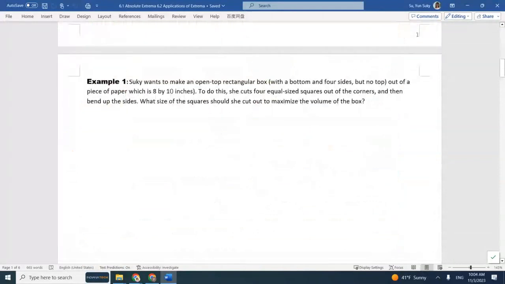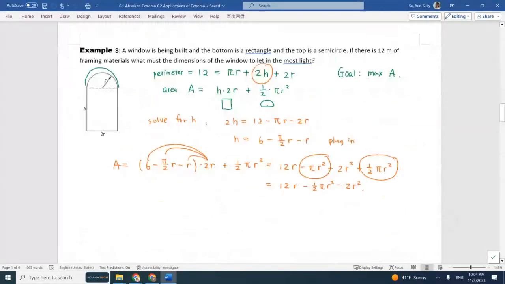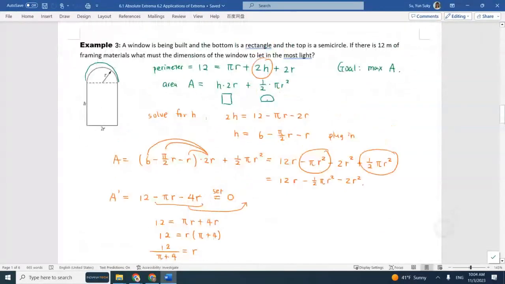Last time we did example 1, example 2, and we were in the process of doing example 3. Do you still remember? We have the window here. We want to let in the most light, which means you want to maximize the area. Bigger area, we can let in more light. Here the area is a rectangle and a half circle. So this is the area.